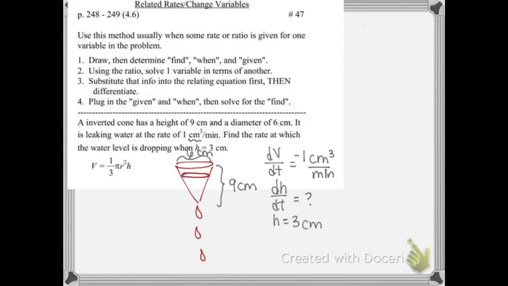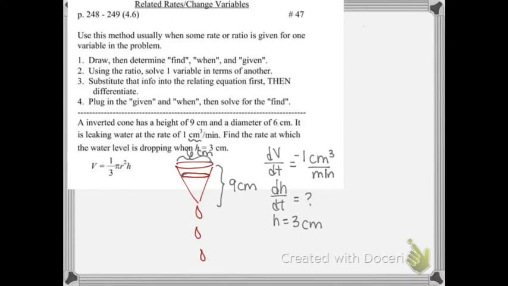Okay, let's take a look at this volume formula for a cone that they give us over here on the left. If we were to differentiate that as is with respect to t, we would have to use product rule because we have both an r and an h as variables. What's more, after we take our derivative, we would have a dr/dt and a dh/dt that we would need to plug in. We weren't given a dr/dt. We were only given a dh/dt.